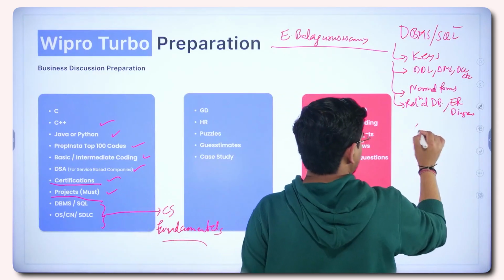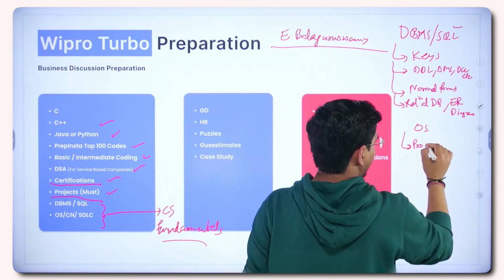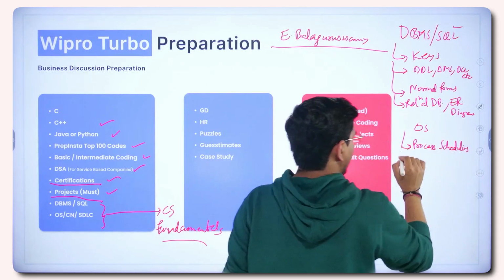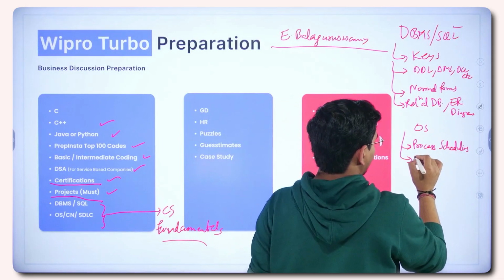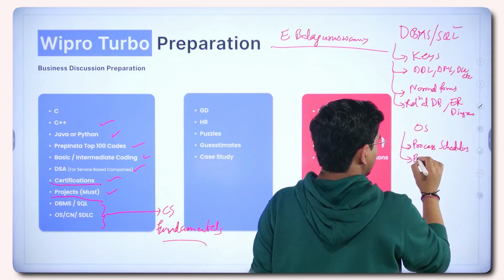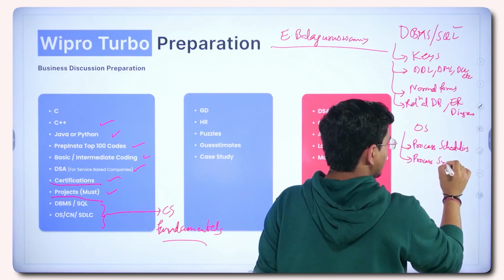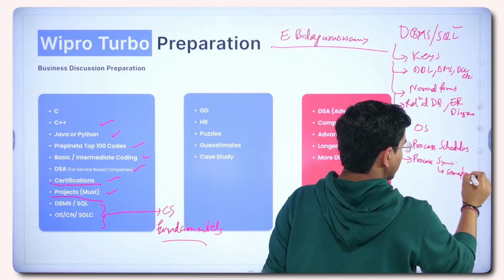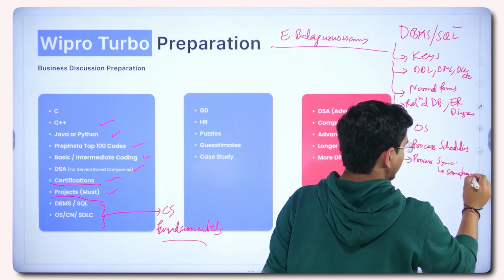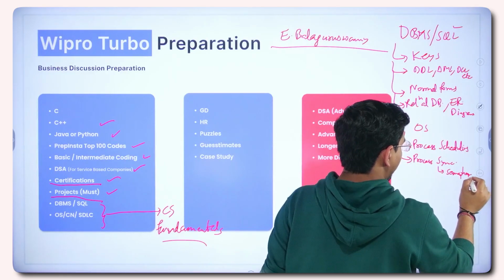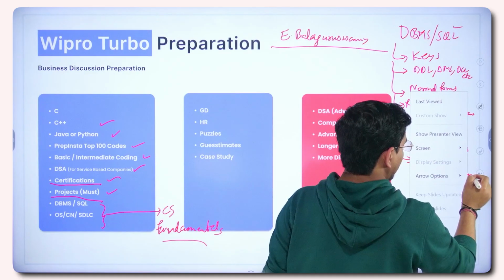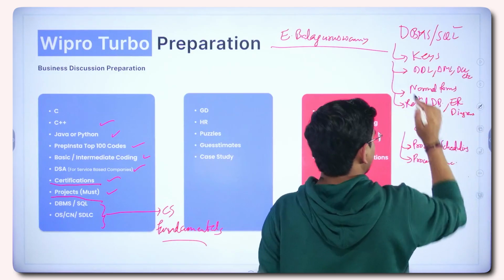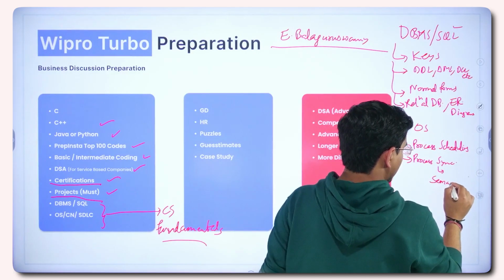When it comes to OS, one is process scheduling. Fine, process scheduling you should not miss. Apart from this, you should not miss process synchronization. And in process synchronization, you should study semaphores specifically. Very, very necessary. Semaphores. Fine. It is not letting me write, so I'll manage it somehow. Don't worry. I'll write it here. Semaphores.